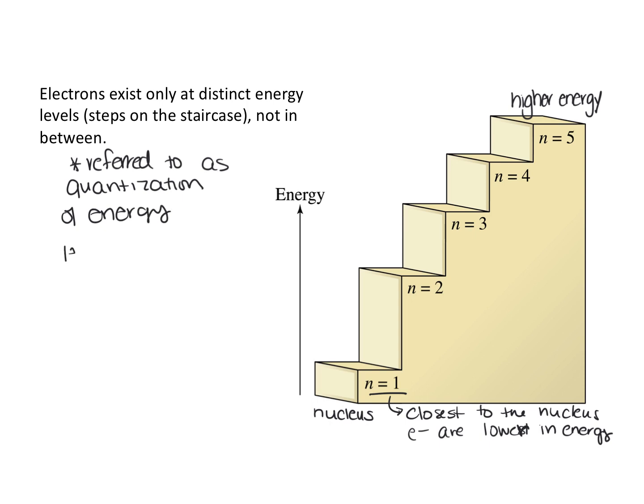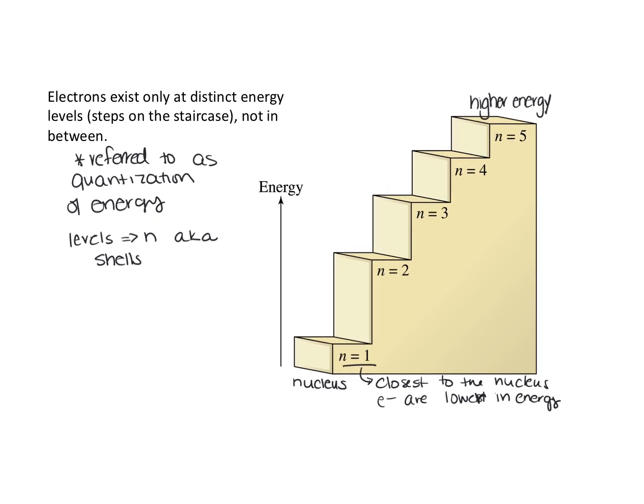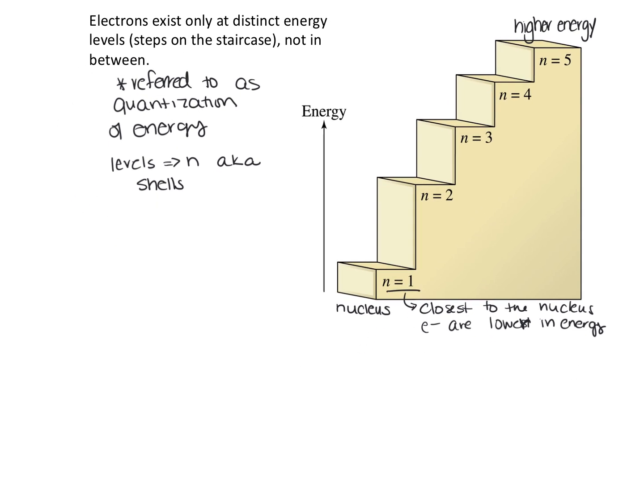And then the levels, a lot of times they're called n, but they're also known as shells. So sometimes you'll hear people talk about the different levels that electrons are in as shells. And that's what you see there. And the shells, this n shell, is what they're referring to a lot of times.